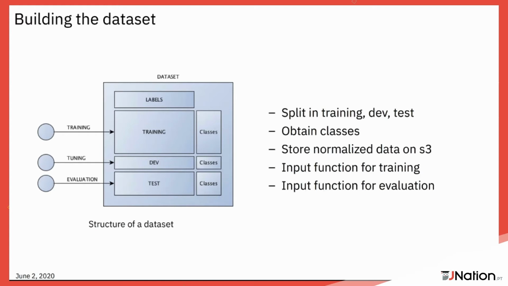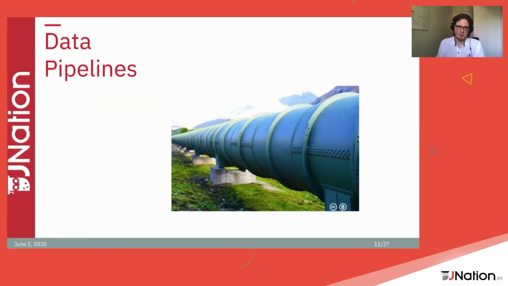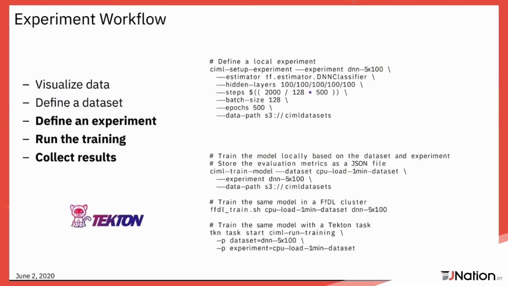We also defined input functions for training and evaluation. The input functions take the data from the dataset and split it into batches and epochs for the model to consume during training. So we had the data here, but we wanted to bring this data into actually training the models. The next steps that we had to do was define the hyperparameters for our experiments and then actually run the training.